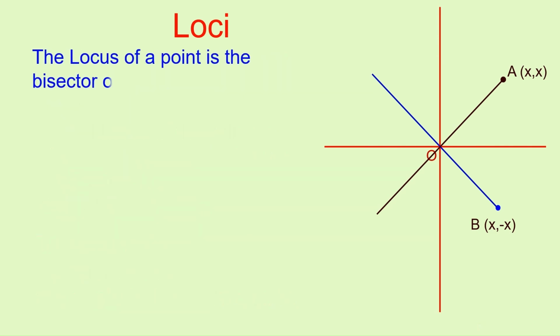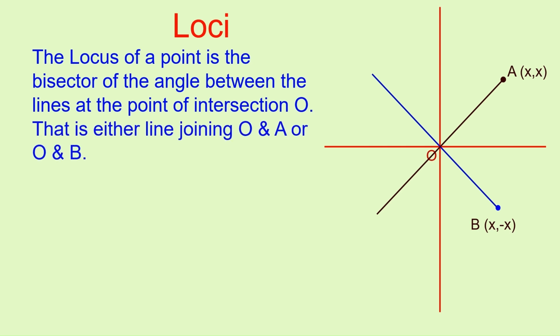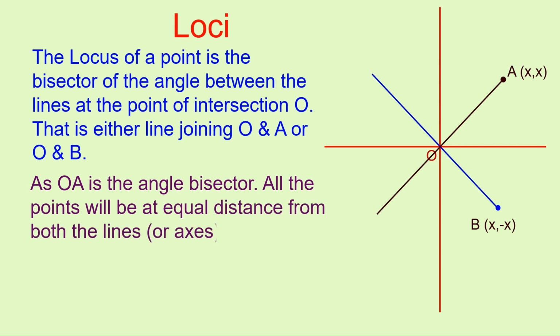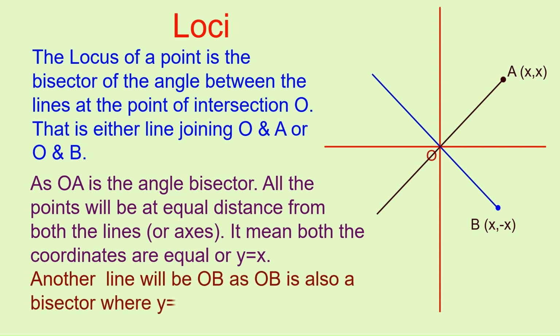The locus of a point is the bisector of the angle between the lines at the point of intersection O. That is, either line joining O and A or O and B, as line OA is the angle bisector. All the points will be at equal distance from both the lines or axes. It means both the coordinates of the point are equal, or y equals x. Another line will be OB, also a bisector, where y equals minus x.